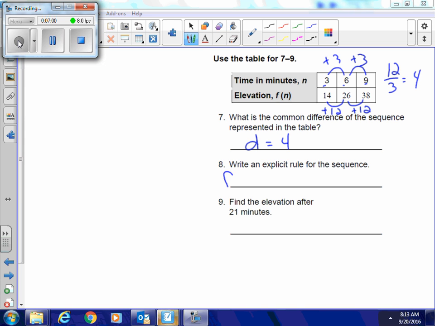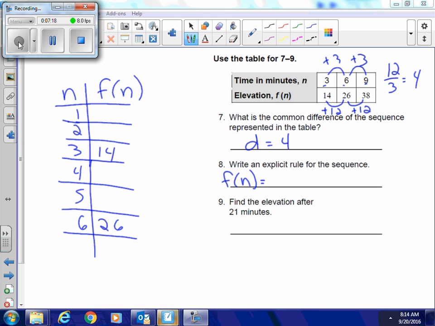Well, the explicit rule starts with f of n. It tells you how to get every term. The first term, if we were to go back, the first term is not 14. If I wanted to get to the first term, I'm going to need to make a table, which I've paused to start right here. And I've got some of the information from this table already into this table. And I discovered my common difference is 4. That means the previous term was 4 less. And the term previous to that was 4 less, which is 6. So I know my first term is 6.